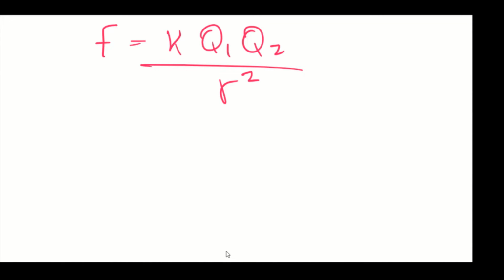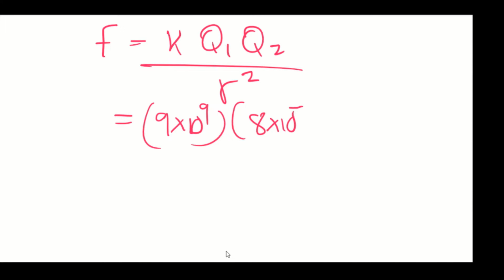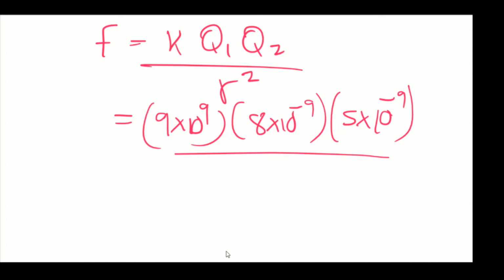And we know that k is equal to 9 times 10 to the power of 9, and then charge 1 is going to be equal to 8 times 10 to the power of -9, and charge 2 is 5 times 10 to the power of -9. Divide by the distance between them, which is 20 millimeters, and we're going to change it into meters, so we're going to multiply by 10 to the power of -3, all squared.